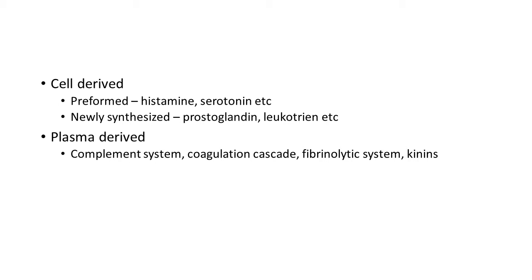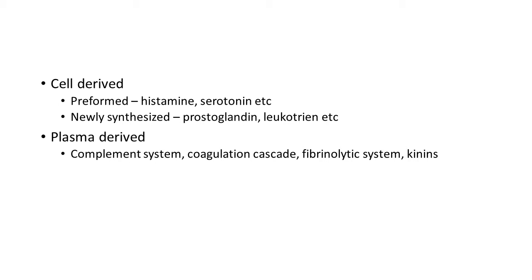The plasma derived mediators include the complement system, which is activated either by the classical pathway through antigen antibody complexes or by the alternate pathway via non-immunologic agents like bacterial toxins, cobra venoms, etc. Activation yields products like C3a, C4a, C5a, and these activate mast cells to release histamine. Another product, C3b, is an opsonin. What is opsonin? We discussed it in our last video while discussing phagocytosis.